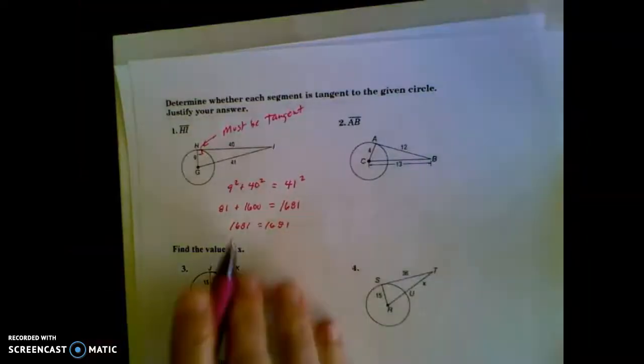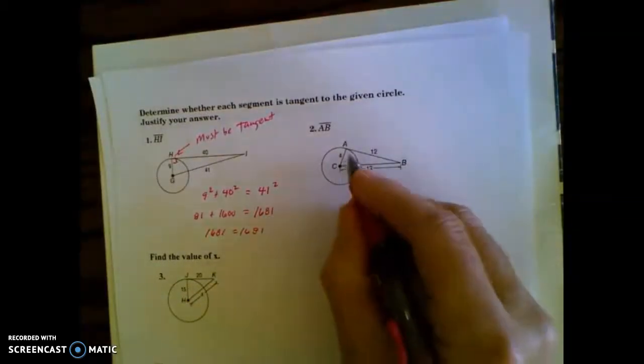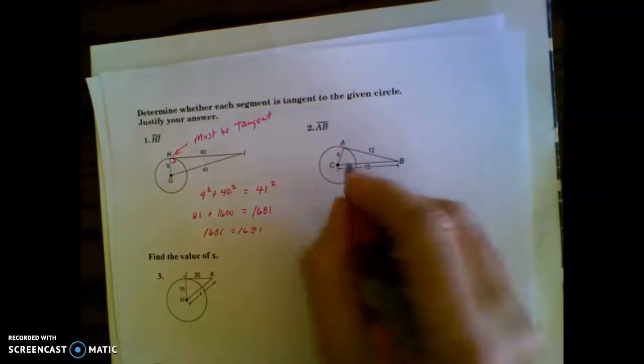Because it's fitting into the Pythagorean theorem, it has to be a right angle. Over here, again, they want to know, is that line tangent? It would have to be a right angle here.